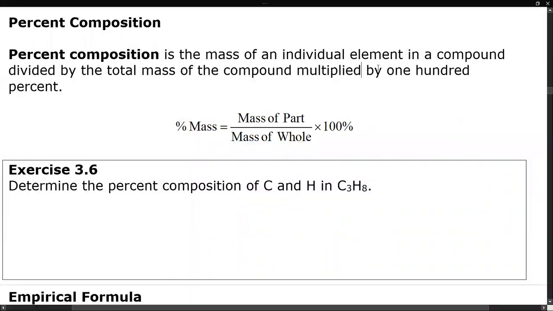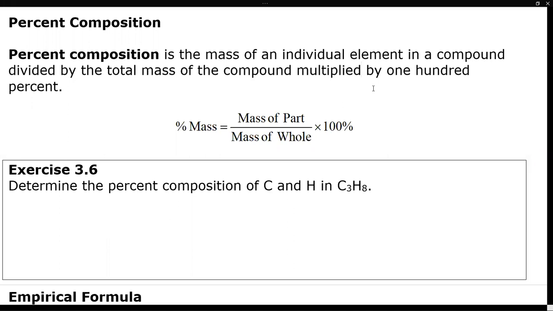Okay, now we want to talk about percent composition. Percent composition will roll into our discussion of empirical formulas, which will be the next video. Percent composition is the mass of an individual element in a compound divided by the total mass of the compound multiplied by 100%. And you can see the formula that represents that below.